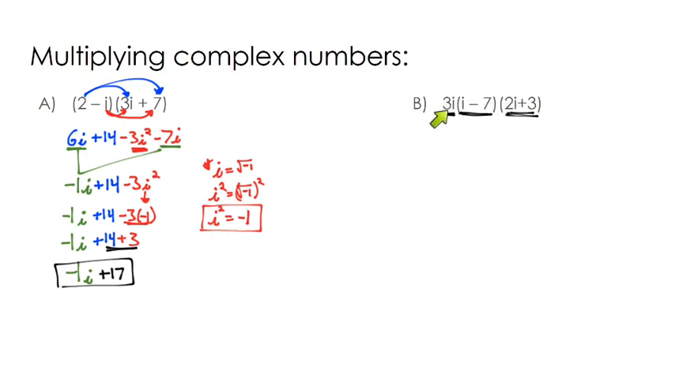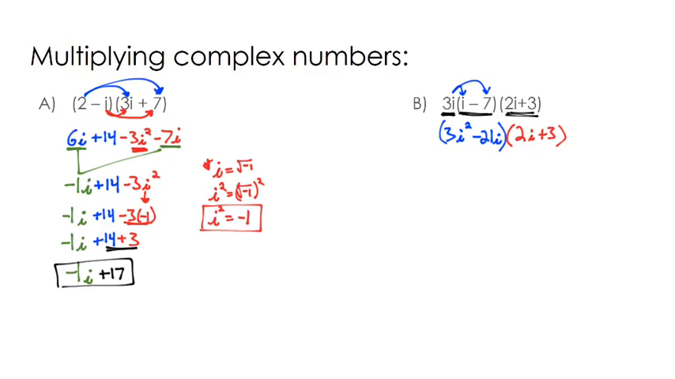So I'm going to start by taking my 3i, and I'm going to distribute it into this first parentheses. So whenever I look at this, I'm going to distribute in. We have 3i squared minus 21i. And then I've still got my 2i plus 3 over here. And now we're ready to distribute.